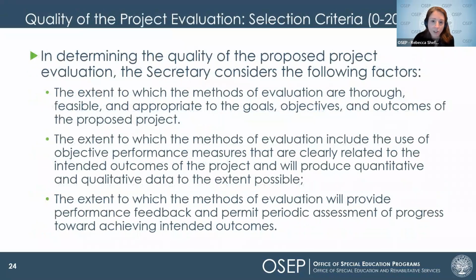Reviewers will score the quality of project evaluation between 0 and 20 points. In determining the quality of the proposed project evaluation, the Secretary considers the following factors: the extent to which the methods of evaluation are thorough, feasible, and appropriate to the goals, objectives, and outcomes of the proposed project, the extent to which the methods of evaluation include the use of objective performance measures that are clearly related to the intended outcomes of the project and will produce quantitative and qualitative data to the extent possible, the extent to which the methods of evaluation will provide performance feedback and permit periodic assessment of progress towards achieving intended outcomes.